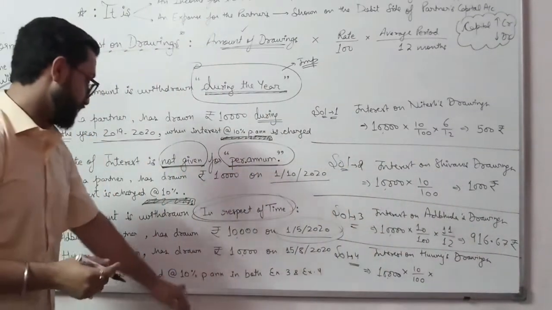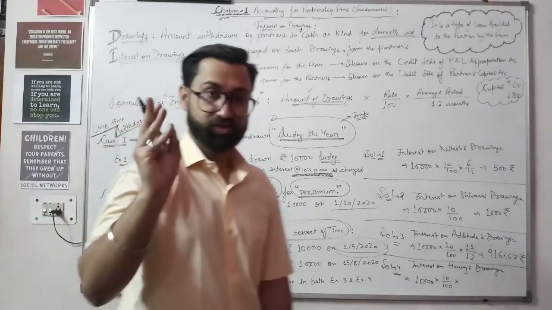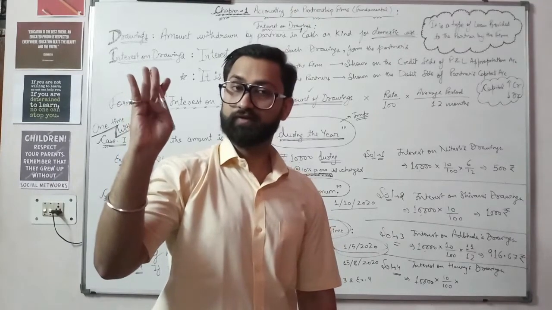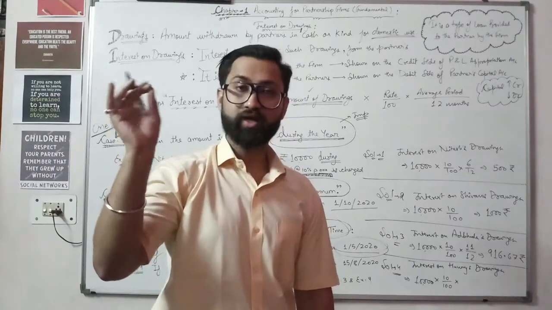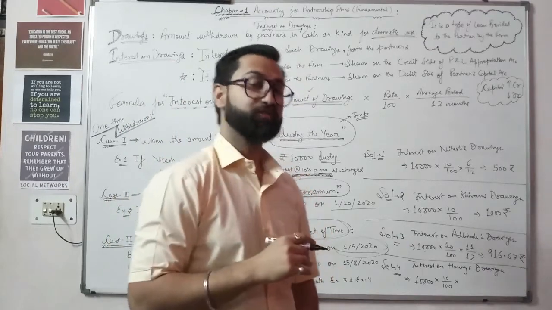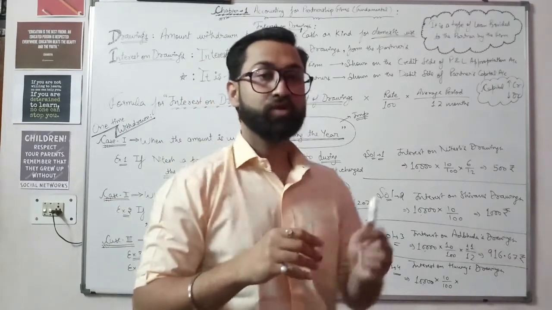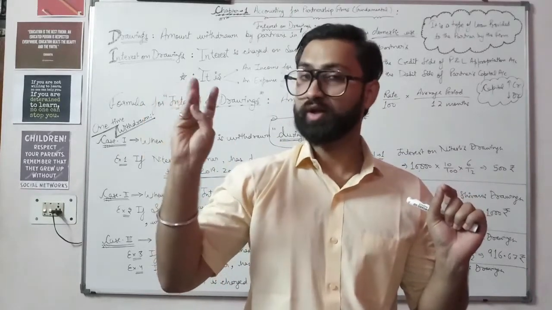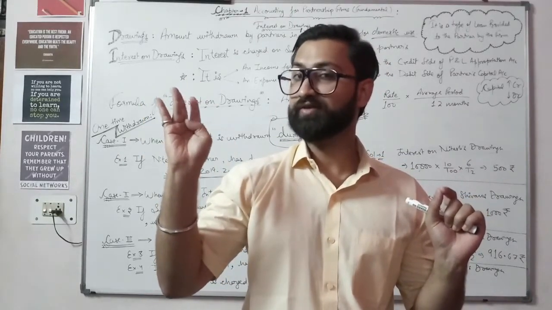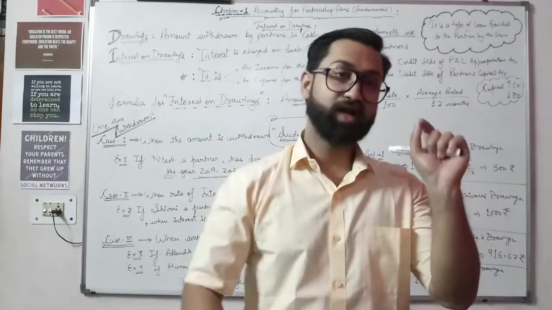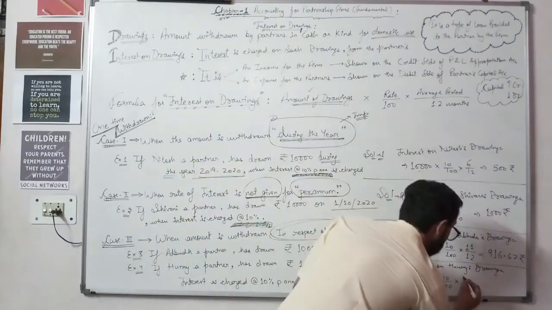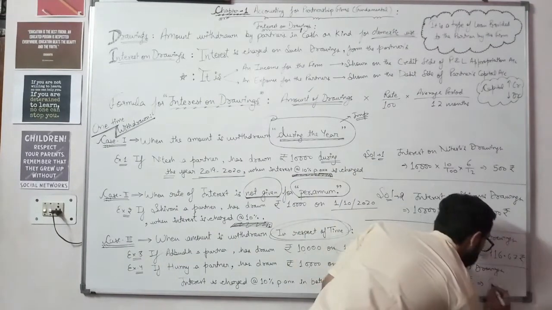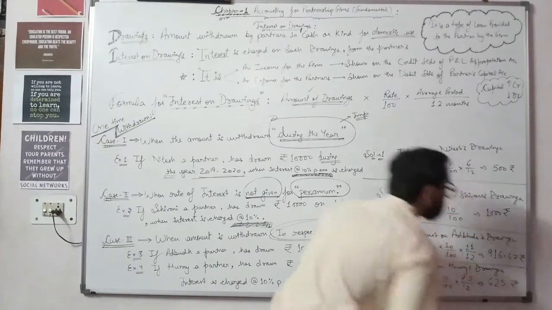Now let us calculate. Half month of August, September, October, November, December, January, February, March. That is 7.5 months. How? Half month of August, then after August, September, October, November, December, January, February, March. Now 7.5 upon 12. The answer will be 625 rupees.